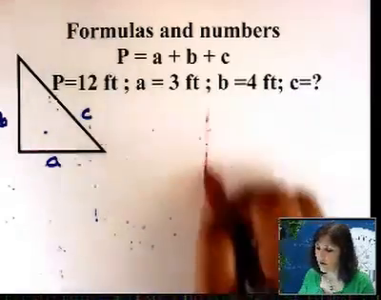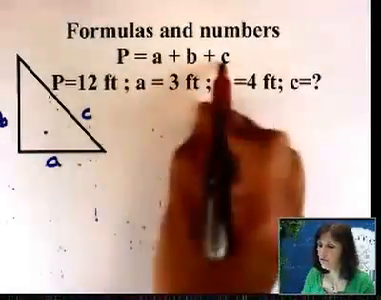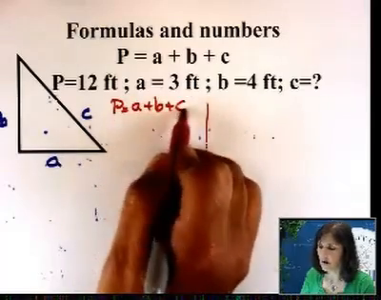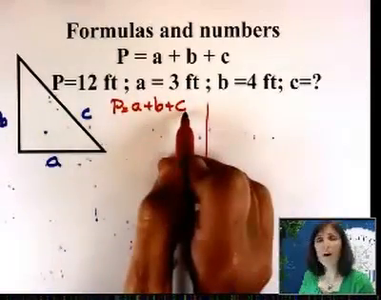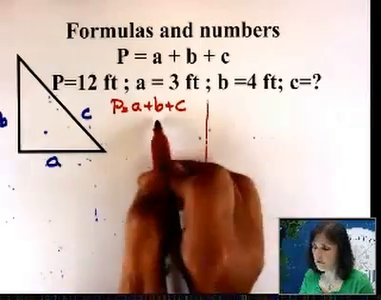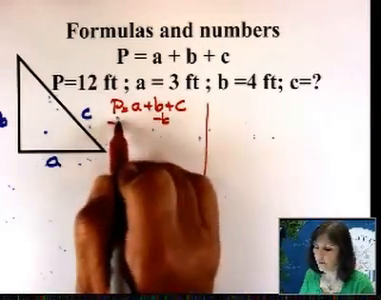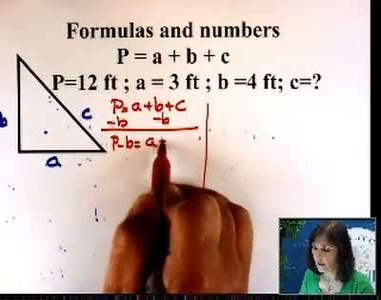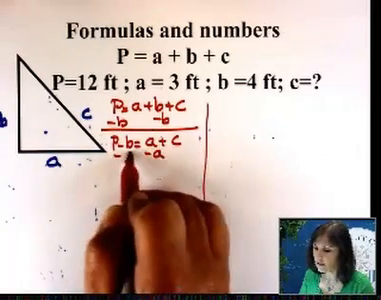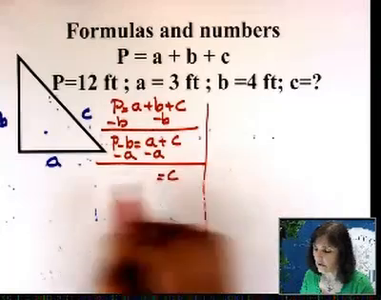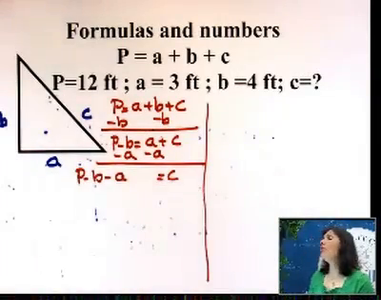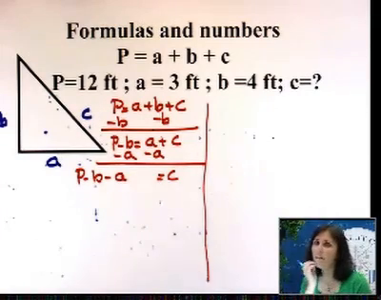So one way is just deal with this formula alone. P equals A plus B plus C. That's one way. And then to isolate C, what you need to do is subtract B from both sides. So you have, and then subtract A from both sides. Okay, so now you have your formula, then you can plug in the numbers.